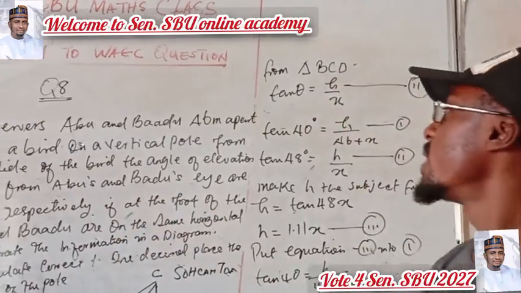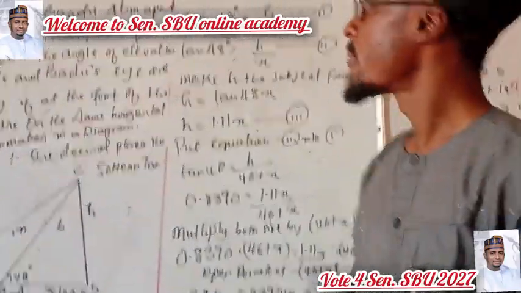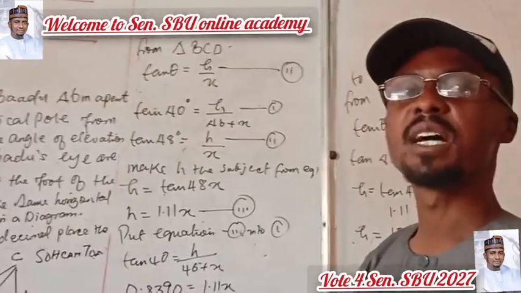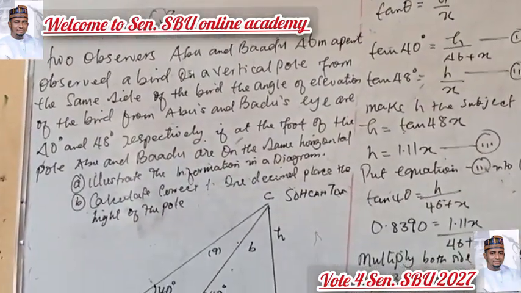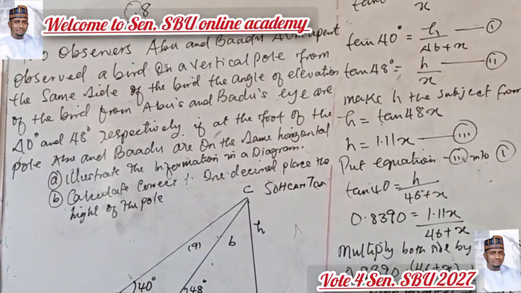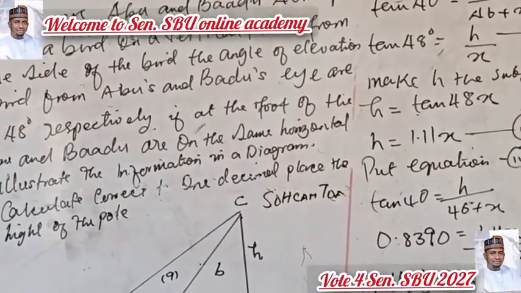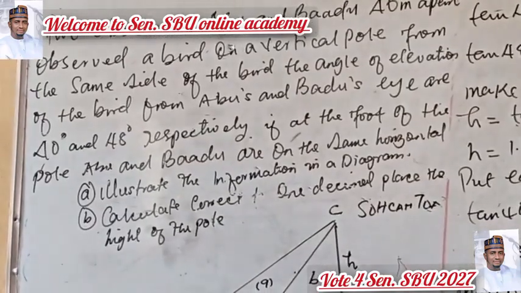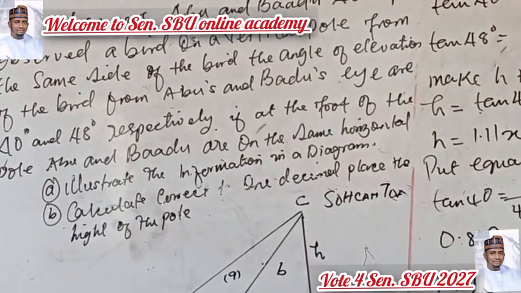This is question 8. Question 8 comes from a topic called angle of elevation and angle of depression. They say two observers, Abu and Badu, are 46 meters apart from each other, observing a bird on a vertical pole from the same side of the pole. The angles of elevation of the bird from Abu's and Badu's eyes are 40 degrees and 48 degrees respectively. If at the foot of the pole, Abu and Badu are on the same horizontal, illustrate the information in a diagram and calculate, correct to 1 decimal place, the height of the pole.